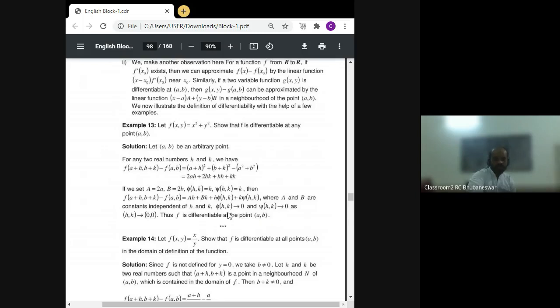The condition is that the functions phi and psi must approach 0 when (h,k) approaches 0. So this is the limiting condition of the function at the point (h,k). When they approach 0, the result will be 0. In that case, you can say that yes, the function is differentiable at the point (a,b). So these are the facts about the differentiability of a function at a certain point when it is a function of two variables or three variables, or more than one variable.